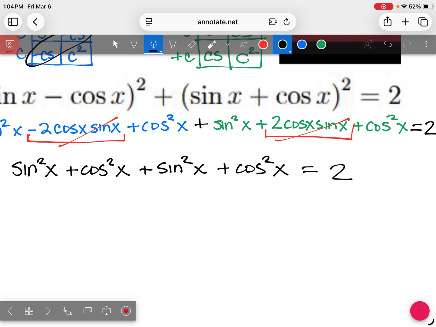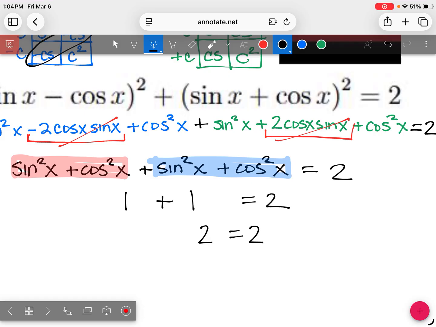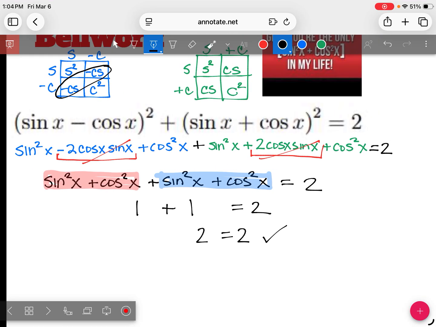This is an identity. Remember, sine squared plus cosine squared equals 1. This also equals 1. So what I end up with is 1 plus 1 equals 2, which is true. 2 equals 2. So I have verified that it will equal 2. That is correct.